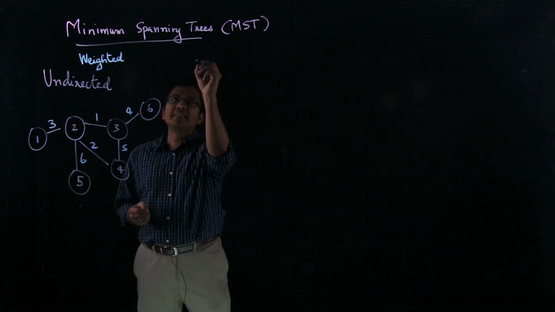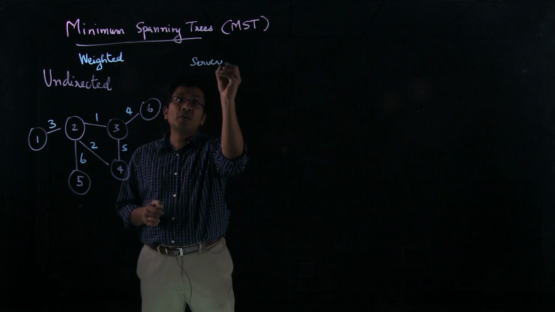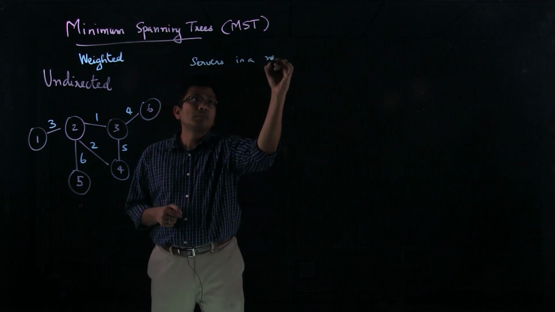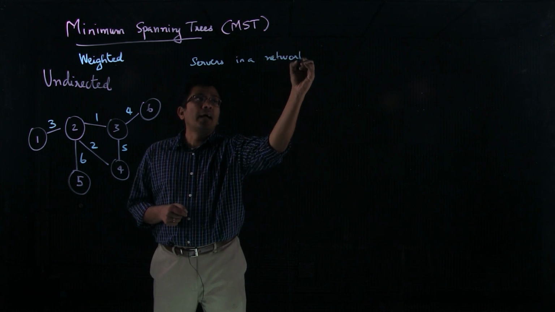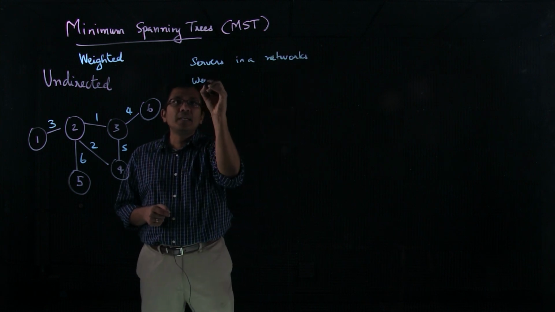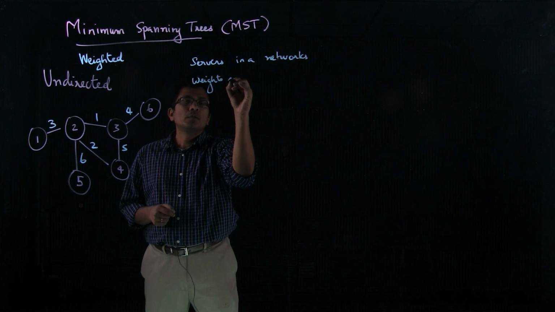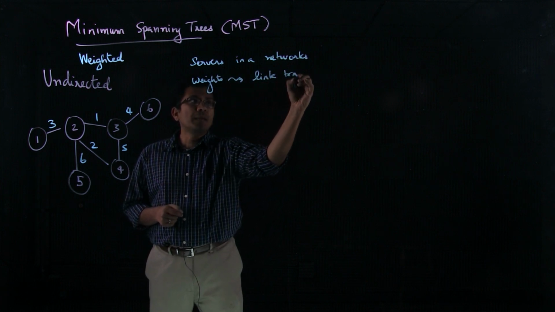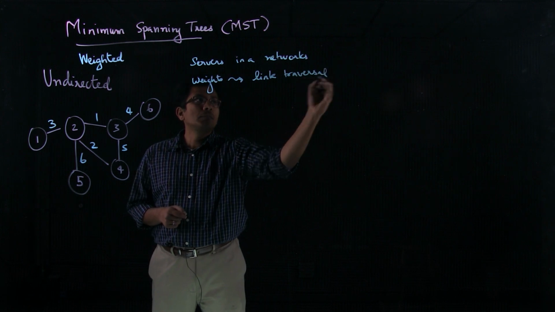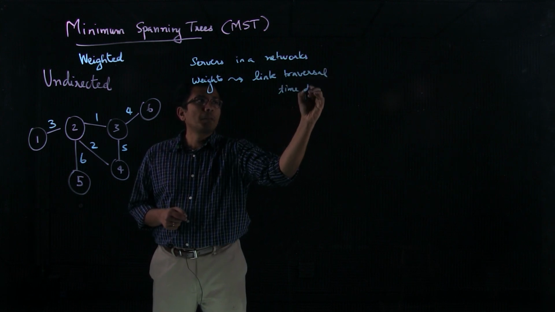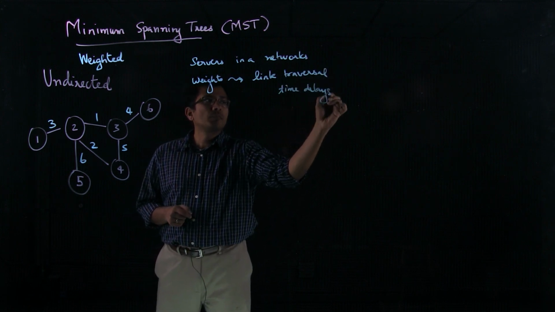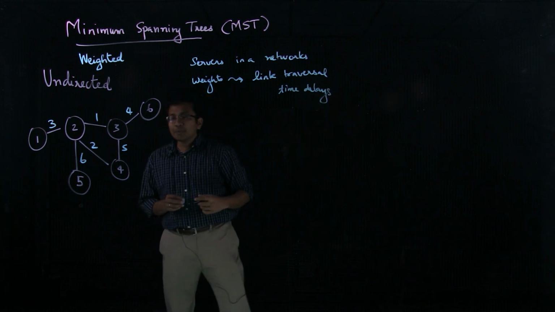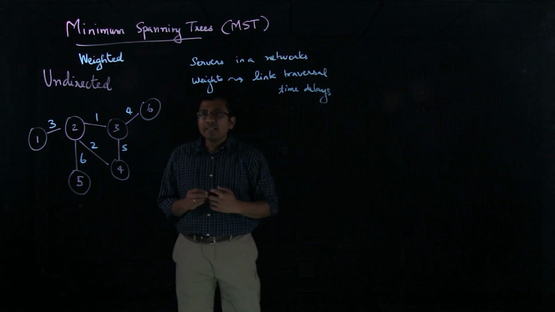So these could be an example. These could be servers in a network. And the weights could be link traversal times or delays. All right. So this is an example of a weighted undirected graph.